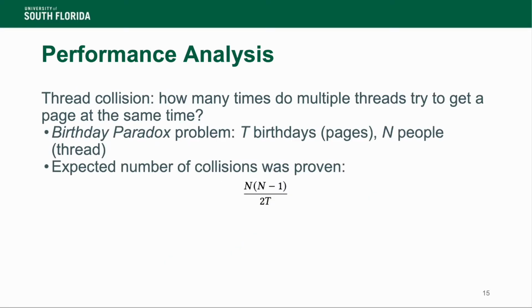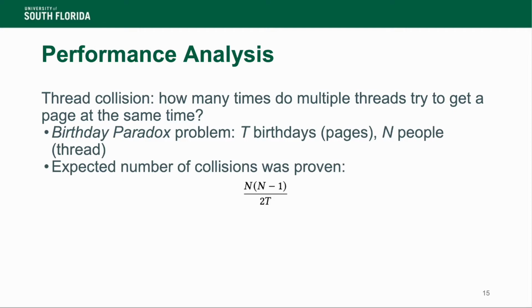So now we show that thread collisions happen very rarely. Thread collision is analogous to the well-studied birthday paradox. So let's say we have T birthdays, in this case pages, and n people, in this case the number of threads. And we would like to find the expected number of people who have the same birthday with at least one other person in the room.